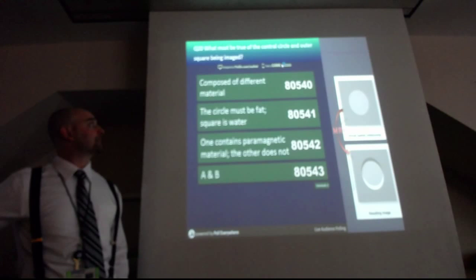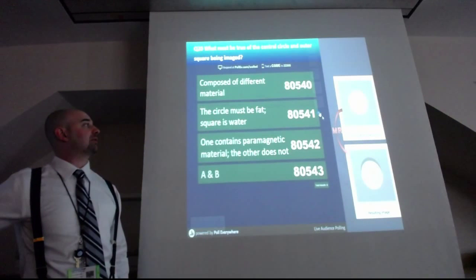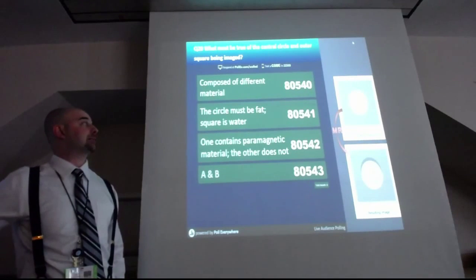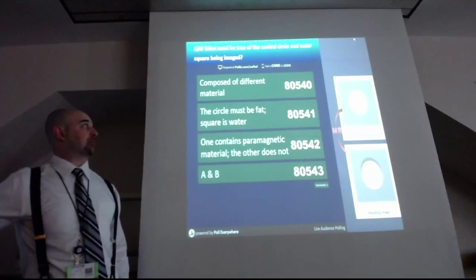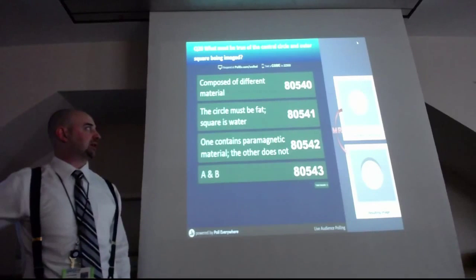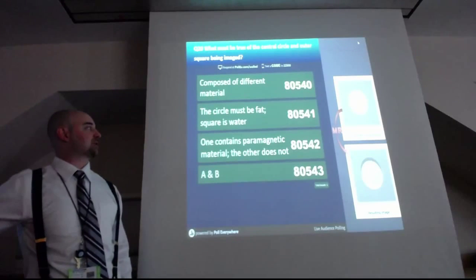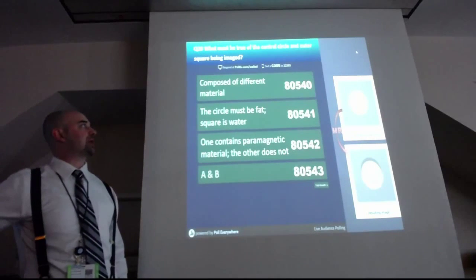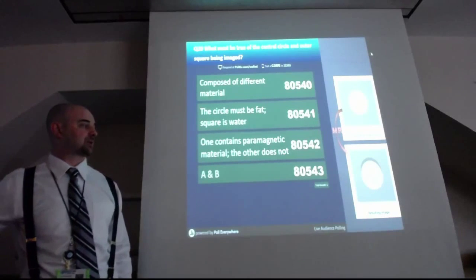Okay. What must be true of the images of the central circle and the outer square being imaged? Is it that they're composed of different materials? Is it that the circle must be fat and the square is water? One contains paramagnetic material and the other does not? Or is it both A and B? They're different materials, the circle's fat, the square is water.